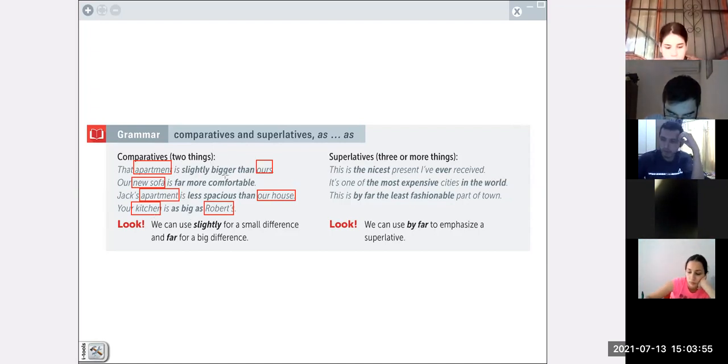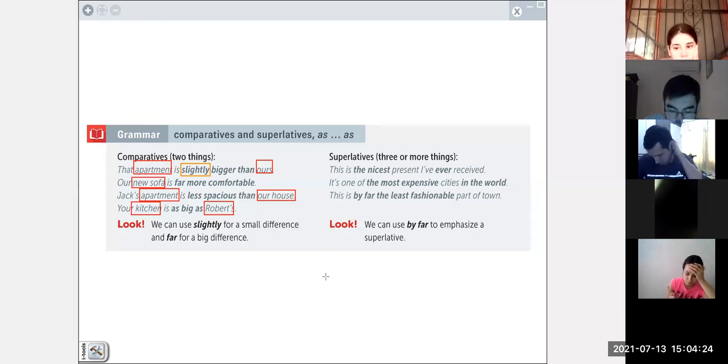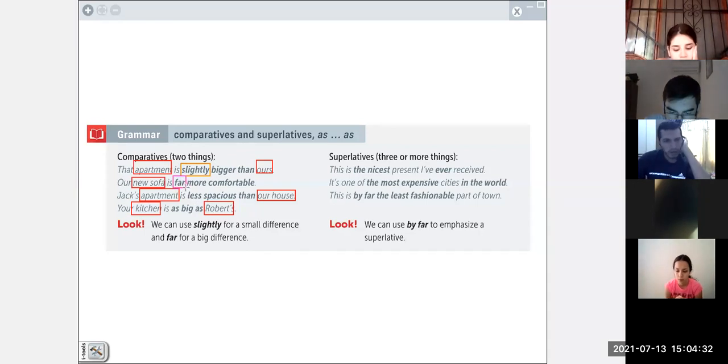¿Ok? Y como pueden ver aquí en los comparativos, utilizamos estas diferentes formas de comparativos. ¿Ok? Por ejemplo, cuando decimos slightly, ¿qué queremos decir? Slightly. Small. ¿Es como de a poco o no? When these two things have a small difference, right? When we say far, what does it mean? Far? Big difference. A big difference.